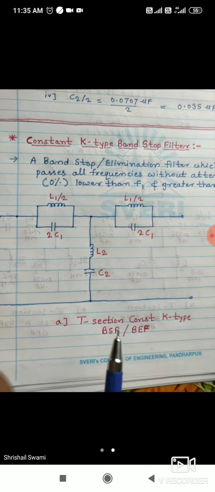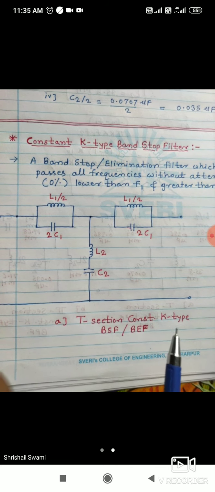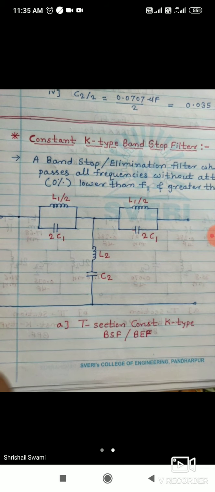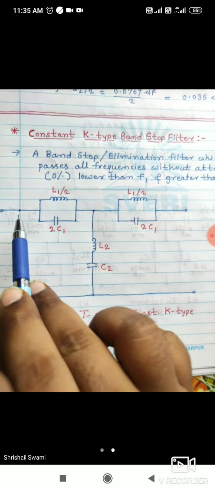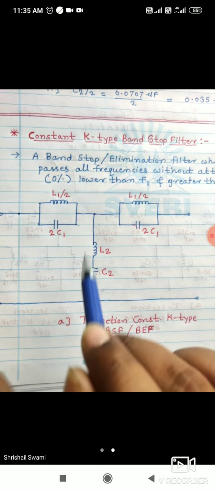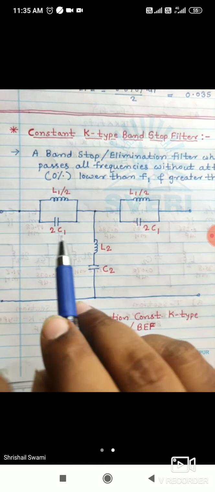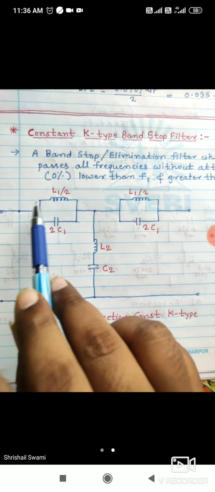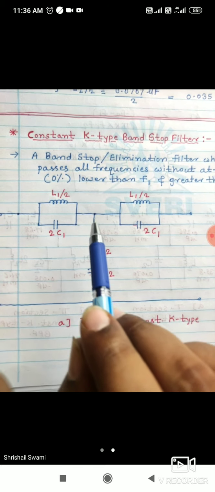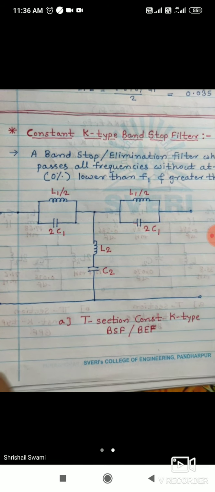This will be the T section, constant K-type band stop filter or band elimination filter. It is exactly the opposite of the band pass filter. In the band pass filter, the series arm consists of a series resonance circuit and the shunt arm consists of a parallel resonance circuit. Here exactly the opposite is there. In the band stop filter, the series arm consists of a parallel resonance circuit and the shunt arm consists of a series resonance circuit. That will be the first difference.